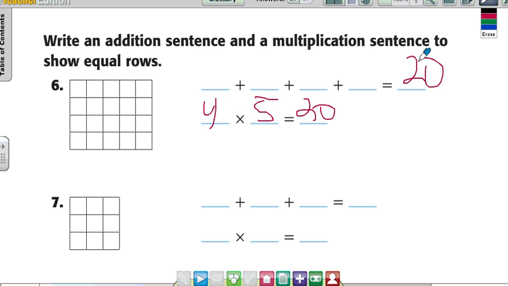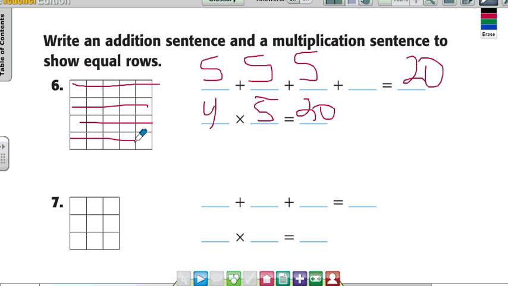Okay. When it says do the addition, how many in this row? 5. How many in this row? 5. How many in this row? 5. And how many in this row? 5. So this number right here, the first digit, tells me that I need to have 4 5s, right? Yes. Okay, so 5 plus 5 is 10, and then 5 more would be 15, and 5 more would be 20.